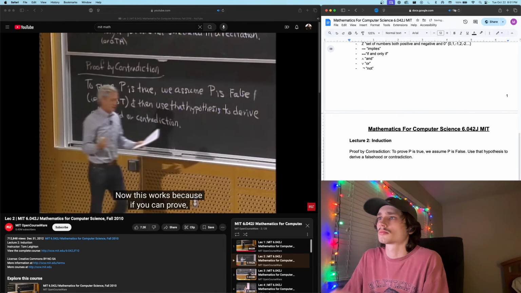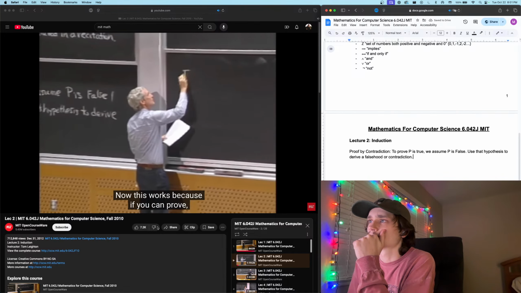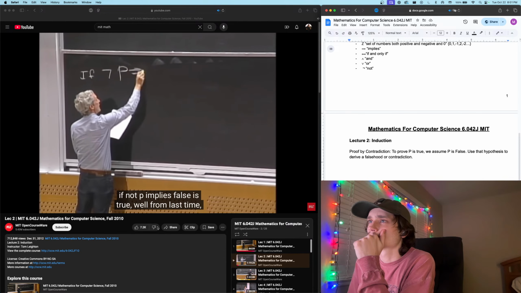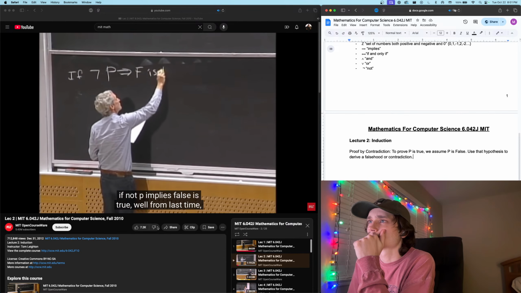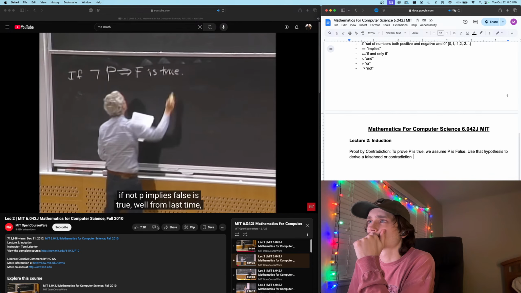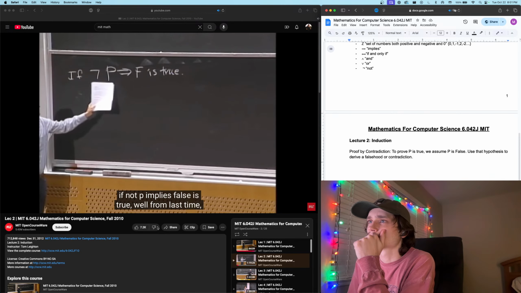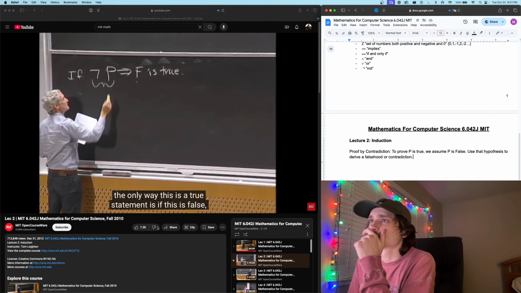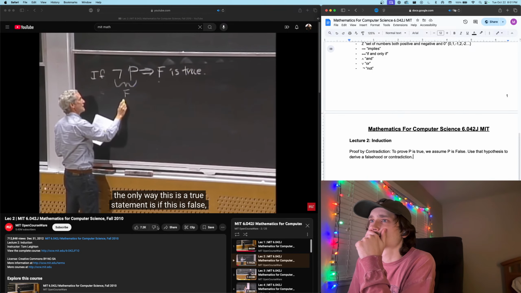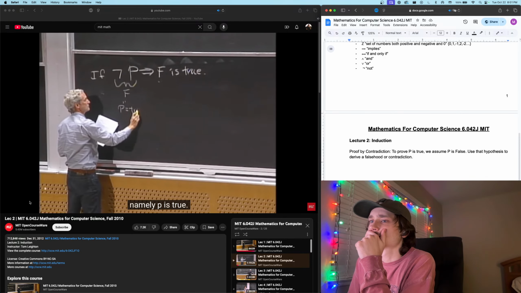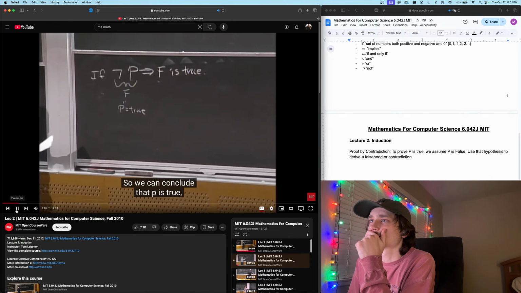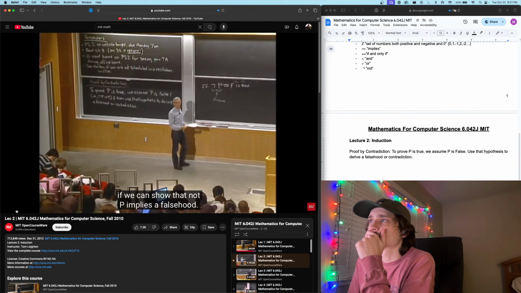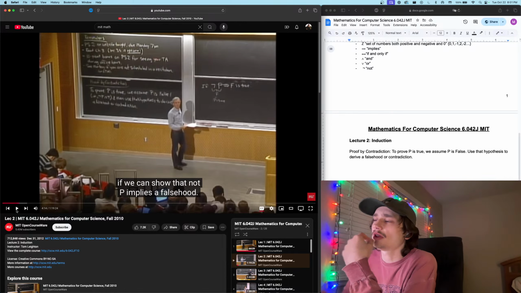Now, this works because if you can prove if not P implies false is true, well, from last time, the only way this is a true statement is if this is false, namely P is true. All right, so we can conclude that P is true if we can show that not P implies a falsehood.